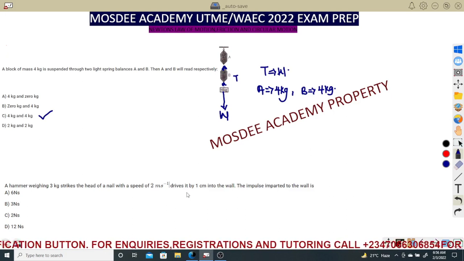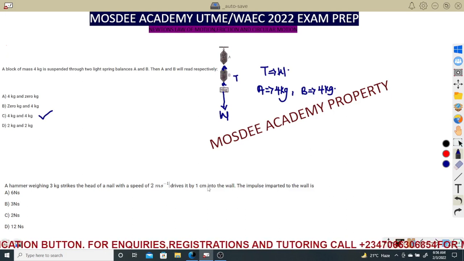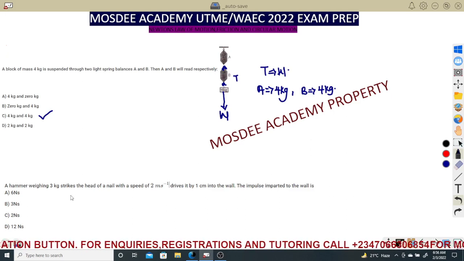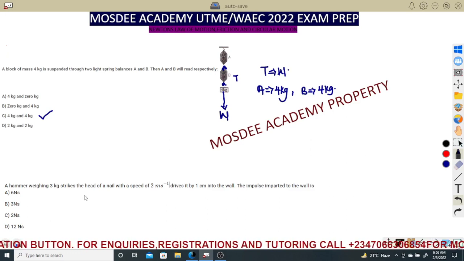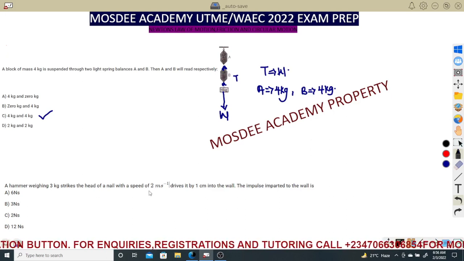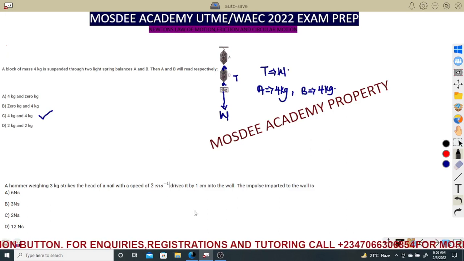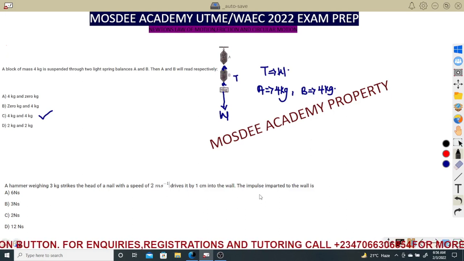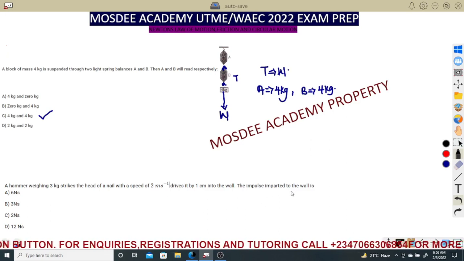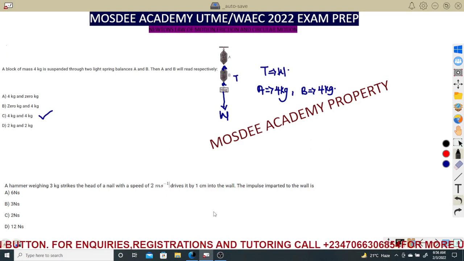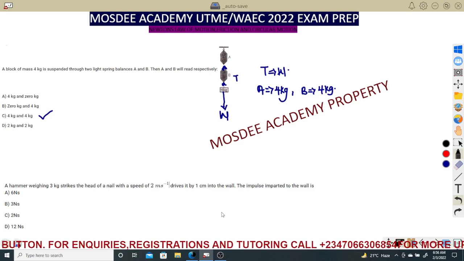No doubt about it. The next question. We have a hammer weighing 3 kg that strikes the edge of a nail with a speed of 2 meters per second, and it drives it by 1 centimeter into the wall. The question says the impulse imparted to the wall is dash. So I think this is still an application of momentum, which is laws of motion.